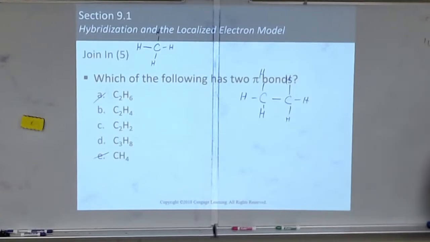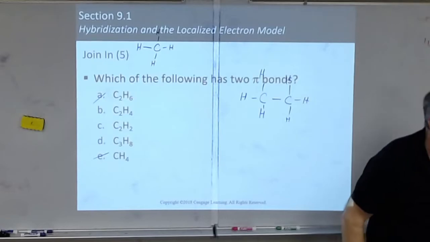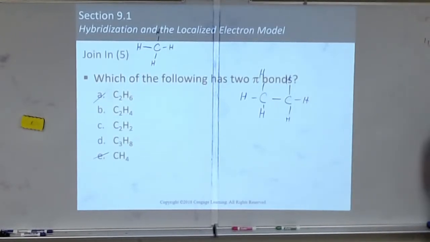So there's 4, 8, 12. Good. I'm going to start here. 13, 14, 15, 16, 17, 18, 19, 20, 21, 22, 23, 24. I thought where they overlapped was a double bond. That is. There's only one. So it's 24 sigmas. How many pies? 1, 2, 3, 4. 4 pies.